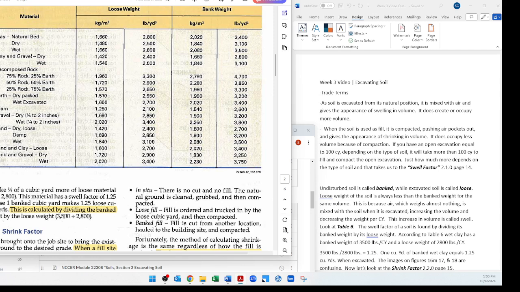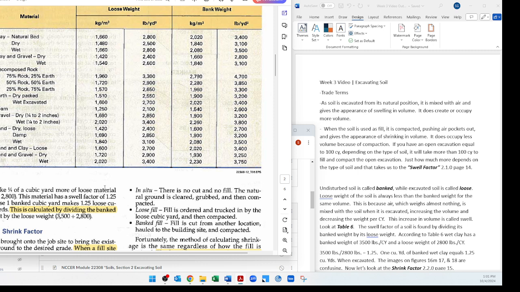When that dirt's brought out of there, it's going to be 25% heavier, 1.25. So you take 1.25, multiply it, let's say times a 100 cubic yard hole in the ground, and you're going to have 125 cubic yards of fill laying on top of the ground. And that's just an example.